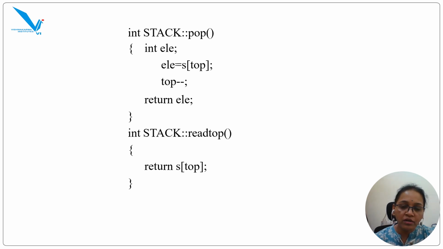Similarly, the pop function. I will require one temporary variable, say element. Whatever value is on the top, s of top, I will take and put it into the element. Okay, so I have popped it. After that, you have to do top minus minus. You have popped the value on the top, now you have to decrement the top. So top minus minus, and you have to return the element you have popped just now. So return element.